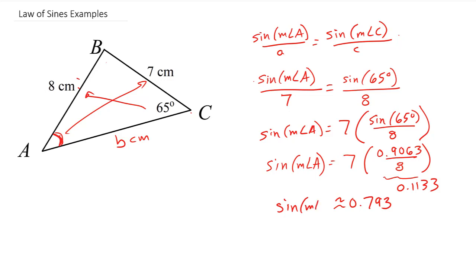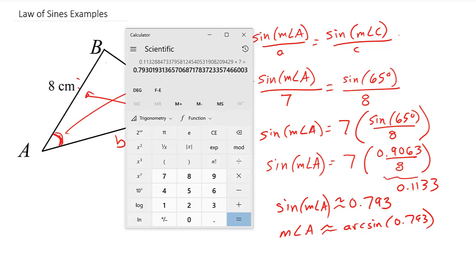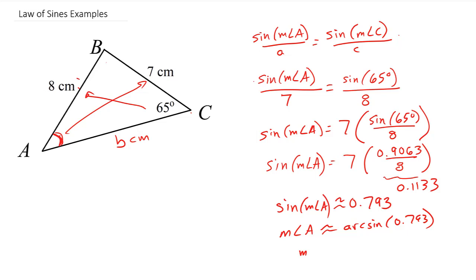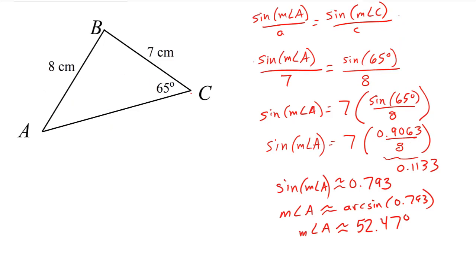So that's the sine of the measure of angle A, telling us that the measure of angle A is going to be the arc sine, or the inverse sine, of 0.793. So we've got that 0.793. We'll do the inverse sine of that value, 52.47 approximately. So when we come back over here to our triangle, we can insert the known information. The measure of angle A is about 52.47.